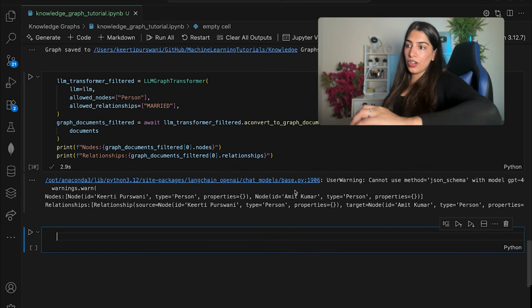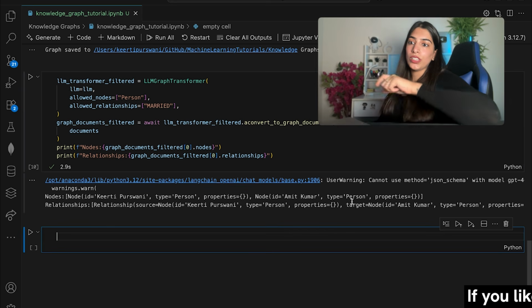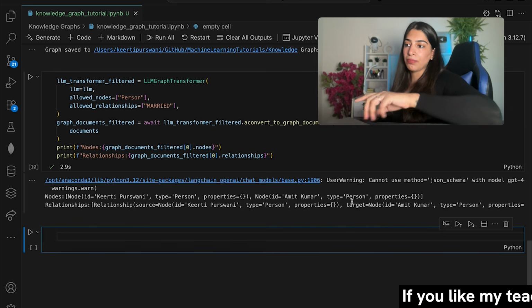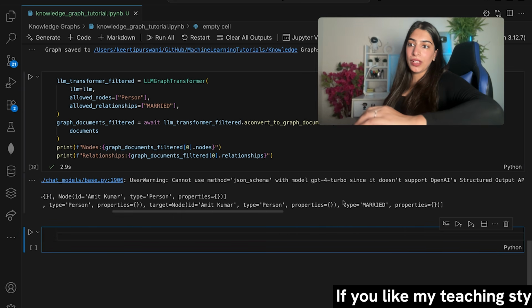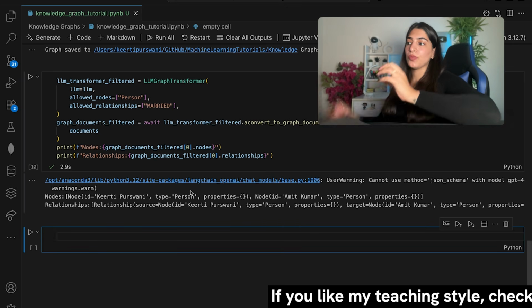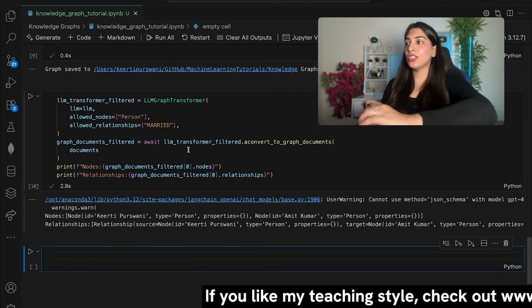So here we got Keerti Purswani and Amit Kumar. We did not get all the organizations, the companies, right? And the relationship that we got was married. So there's only one relationship. This is like a subgraph. We can also visualize it.